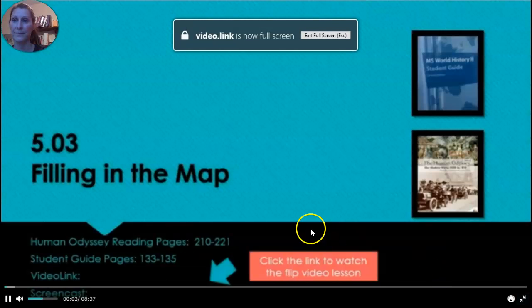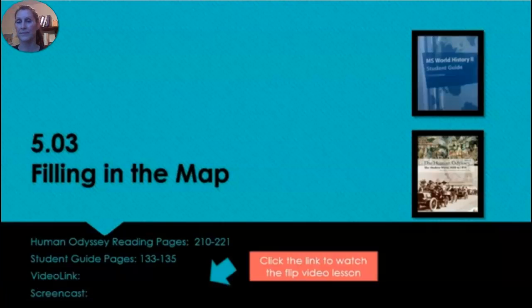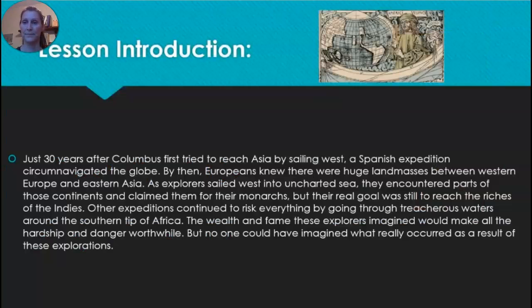5.03, filling in the map. This goes along with your Human Odyssey reading pages 210 to 221 and your student guide pages 133 to 135. Please make sure you have your student guide book opened and you can start filling in the answers as we go through the lesson.